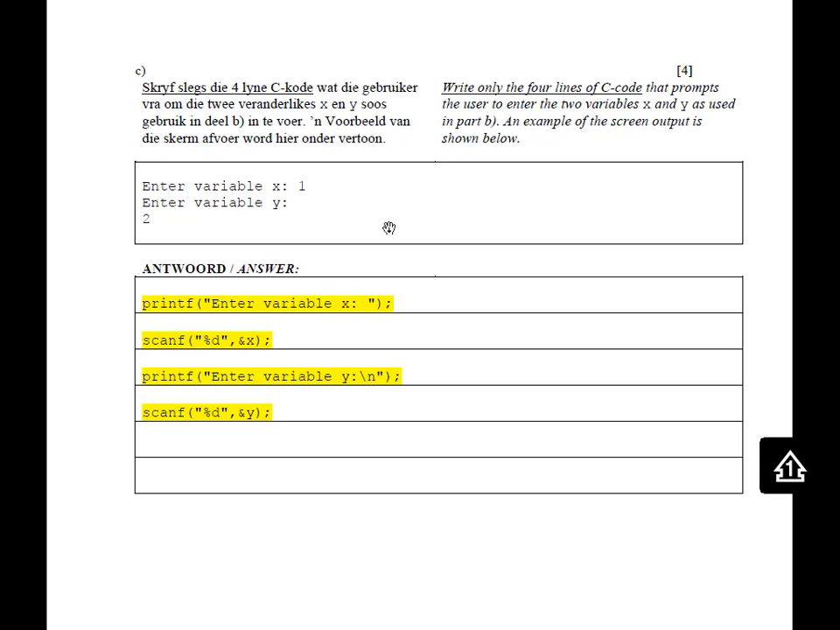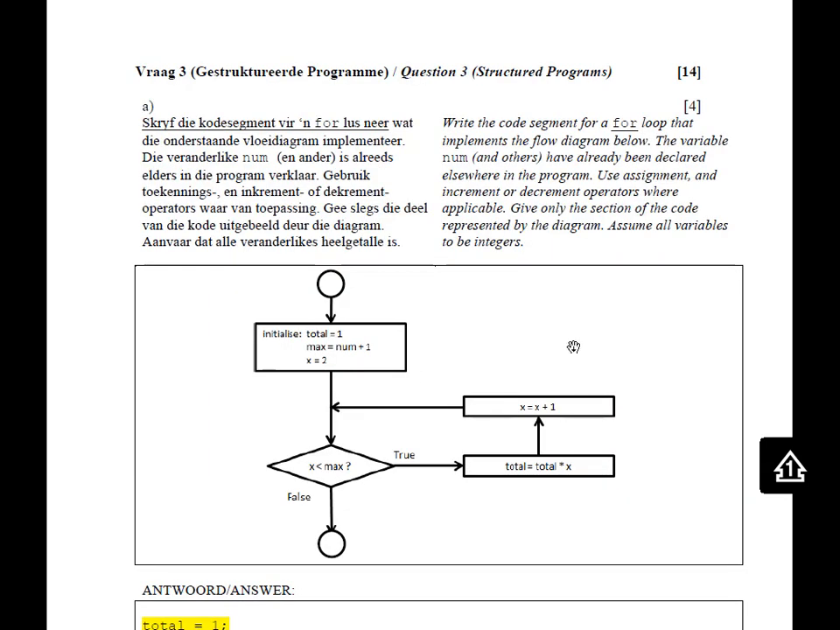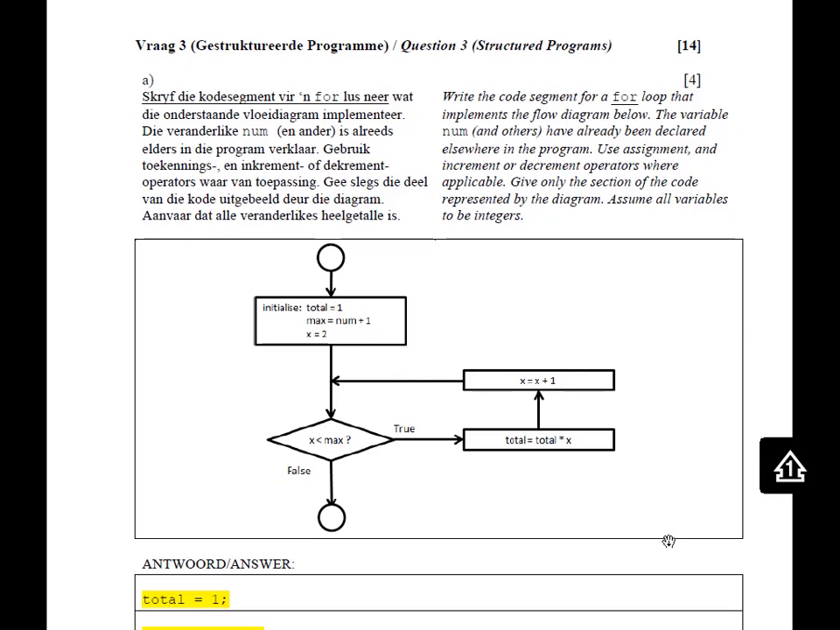Okay. All right, so now structured programming. Write the code. We give you a flow diagram over here that contains a for loop. So they say it's a for loop, and that should already give you a hint that your code is going to contain that. The variables num, total and x, all those things have already been declared. You don't have to do that.